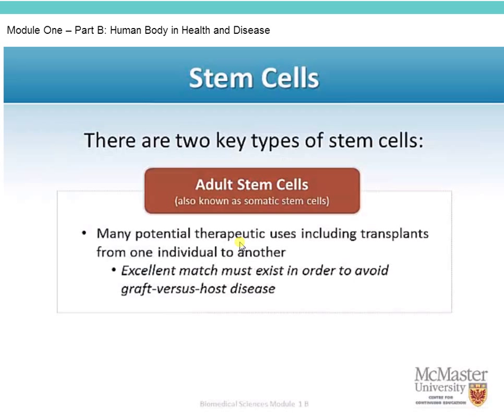There are two types of stem cells: adult stem cells, which are also known as somatic stem cells. There are many potential therapeutic uses, including transplants from one individual to another, but an excellent match must exist in order to avoid graft versus host disease.